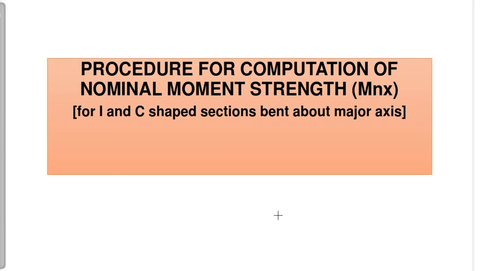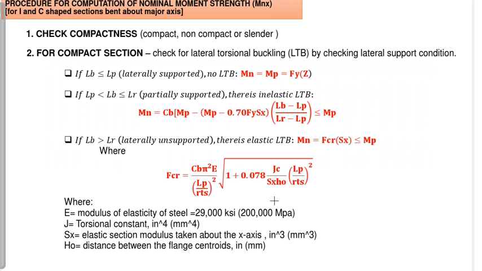So, pagka nakuha ninyo yung lateral support condition, yung compactness, yung CB natin, okay? We're now ready to compute for the nominal moment strength of our flexural member. So, importante ito sa pag-design and pag-analysis ng ating flexural members.